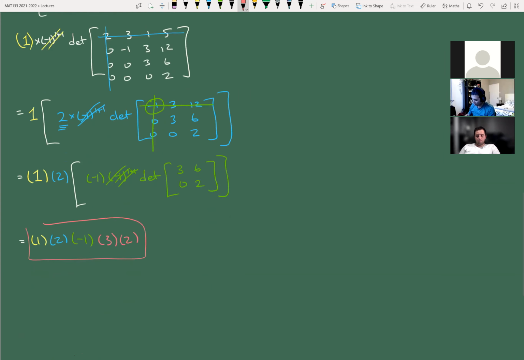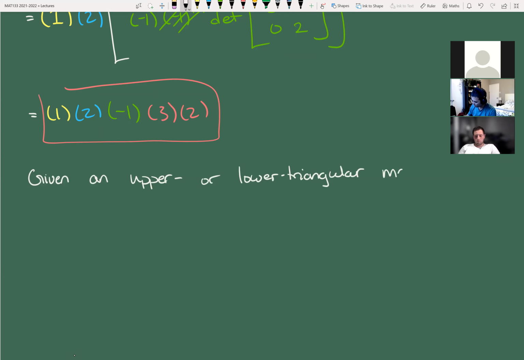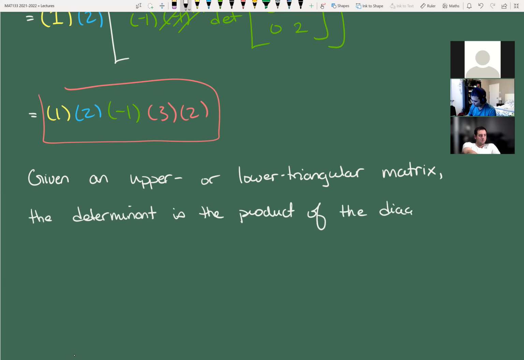So as a nice lesson there, we can say, given an upper or lower triangular matrix, the determinant is the product of the diagonal. So you just multiply all the numbers on the diagonal together.